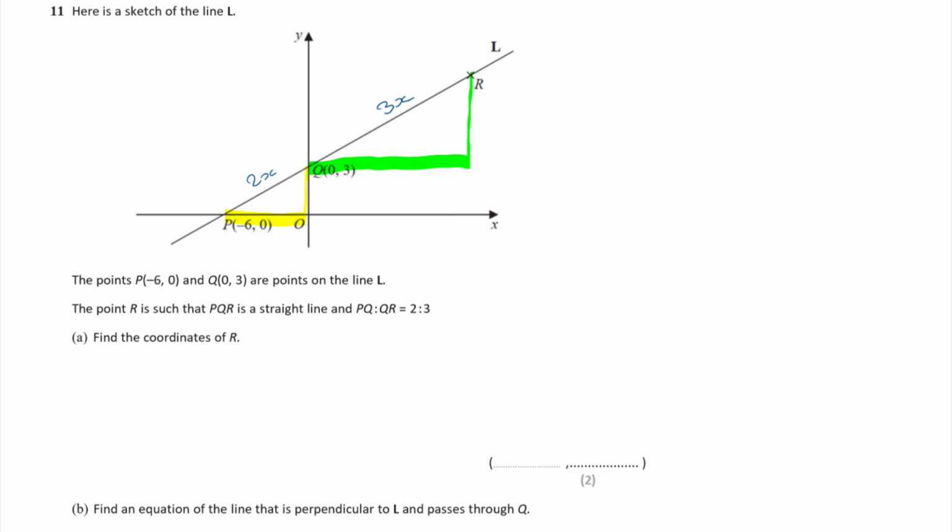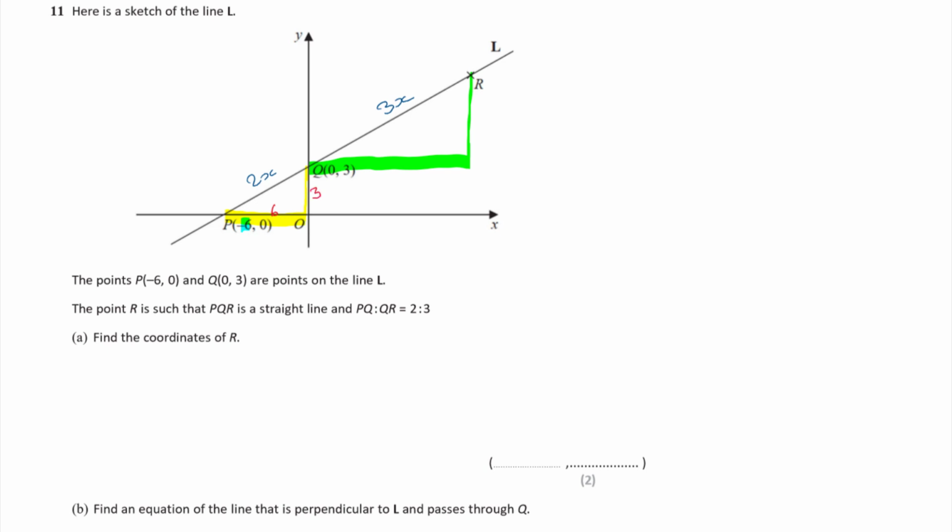So how far is it in the direction of x, and how far in the direction of y from P to Q? If you look at the x coordinate of P, we're down here at -6. Then if you go to the origin, you're going 6 units to the right. So that's 6. And then to go from the origin 0, 0 up to Q, which is 0, 3, we are going 3 units up.